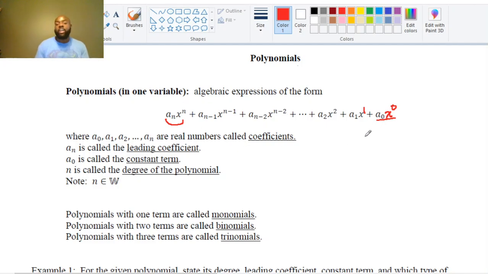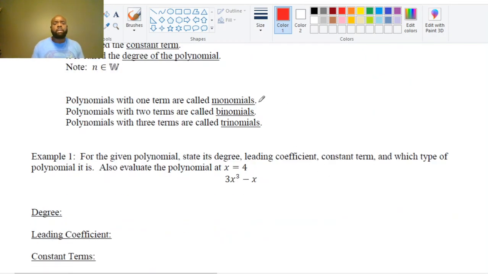Now, normally polynomials look something like this: 3x squared minus 4x plus 4. That is a polynomial function. Notice your highest power; this is of degree 2. It has 3 terms. Our constant term is 4. Our leading coefficient is 3. What we're going to do in this section is learn how to work with these types of algebraic expressions.